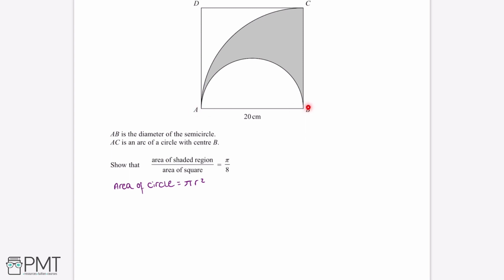So because ABCD is a square, then this means that all of the side lengths will be the same. So length BC will also be 20 centimetres. And this means that the radius of this quarter circle is 20 centimetres. So we can substitute this value into the area of a circle.